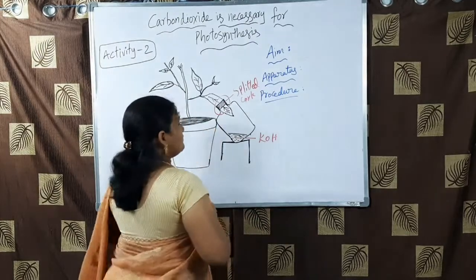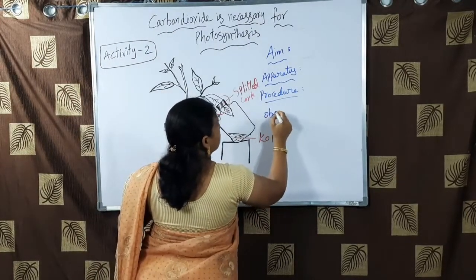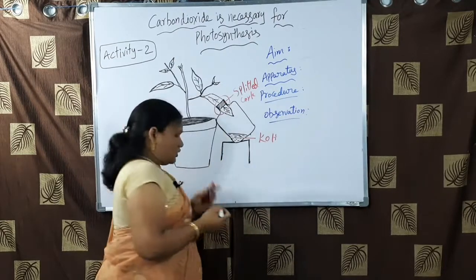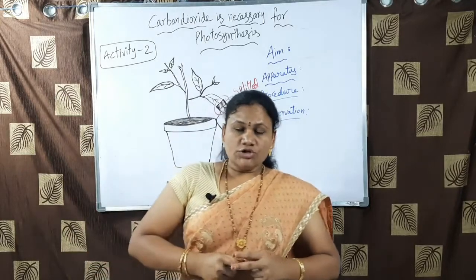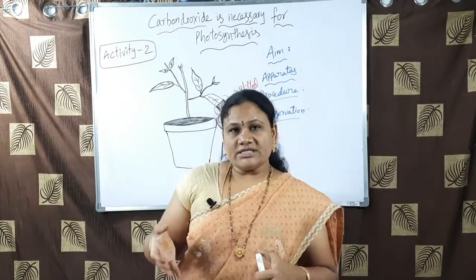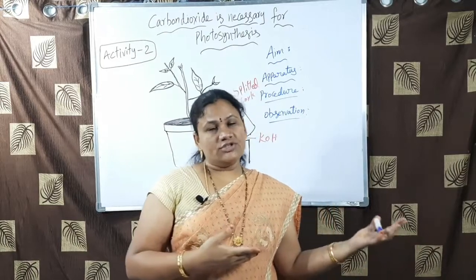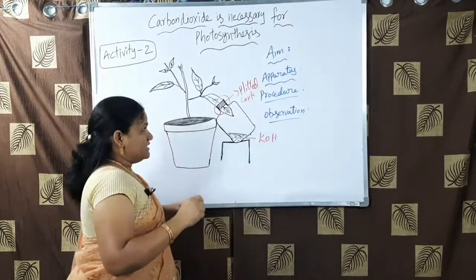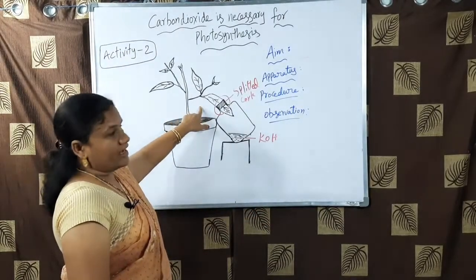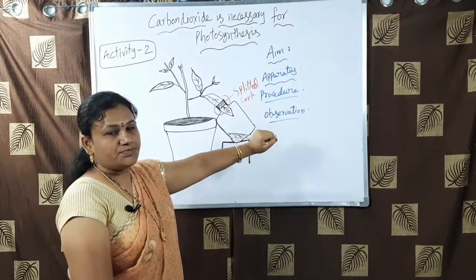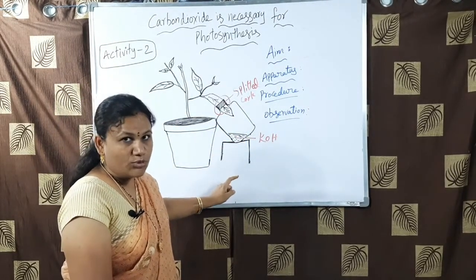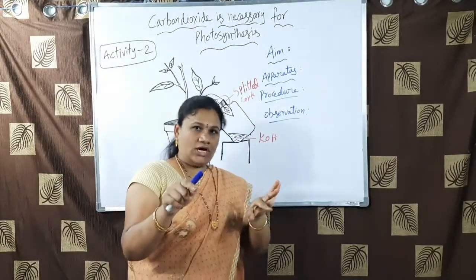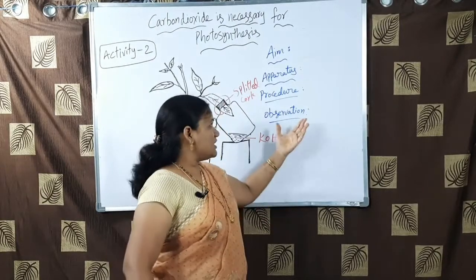Next one, observation. You kept this entire setup under sunlight, no? During that process, whatever changes take place in this activity, you should write under observation. For example, we detach the leaf from the plant and conduct an iodine test. The part of the leaf which is outside the bottle turns blue black. The part of the leaf which is inside the bottle remains the same. You observed that, no? So that you should write under observation.